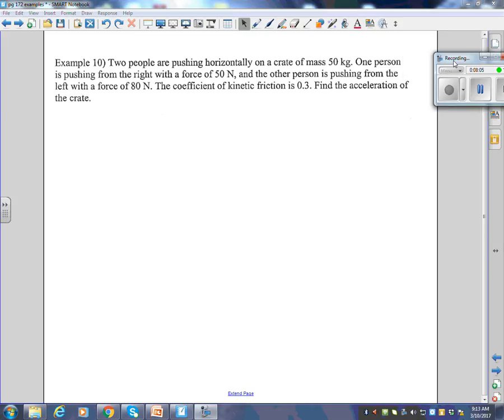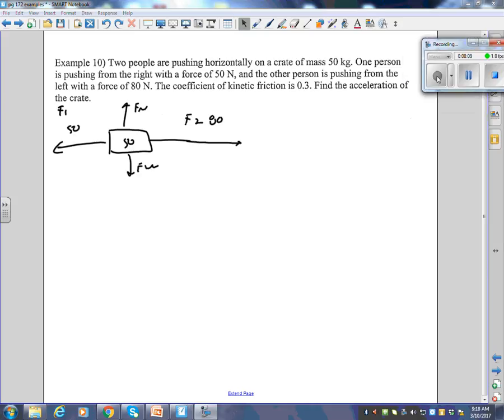Do you want to try number 10 on your own? Is this what your free body diagram looks like? Now you got to be careful here, because it says one person is pushing from the right, which means it's to the left at 50, right? And the other one is to the left with the force of 80, so to the right.